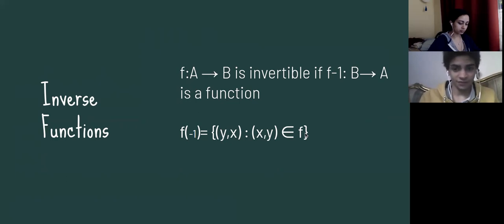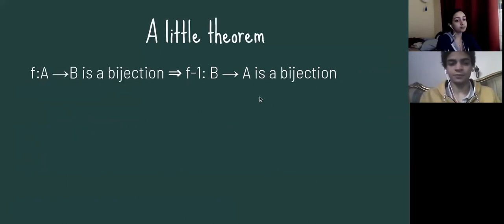So f is invertible if and only if f inverse is also a function. So if I have f is a function and f inverse is a function, only then I can say f is invertible. Okay. So this theorem would say, just a second.